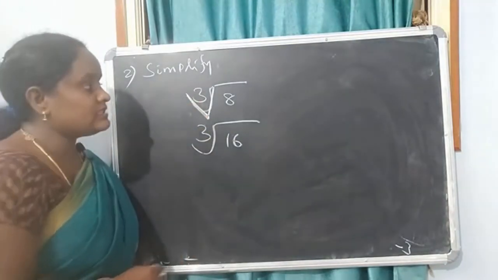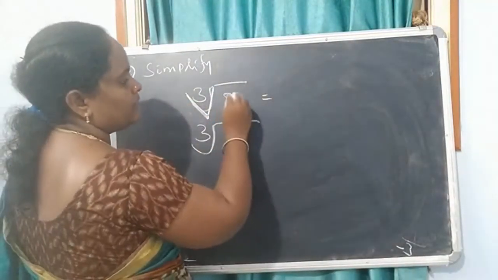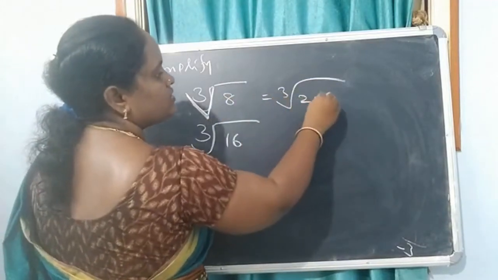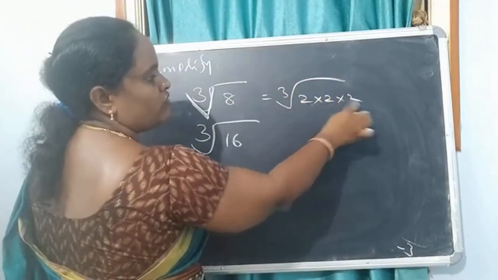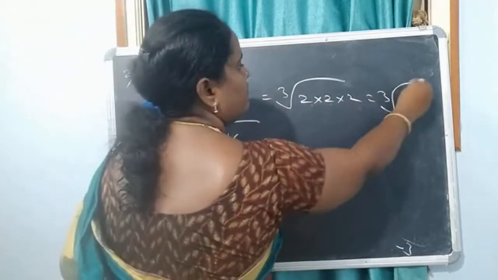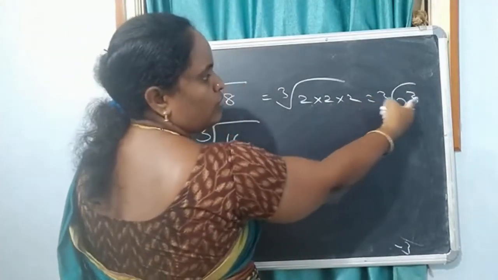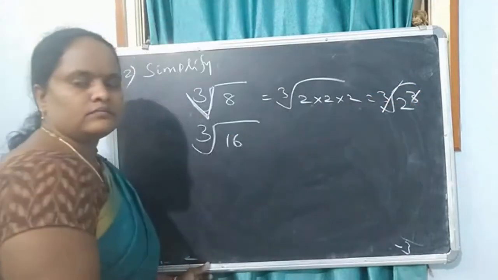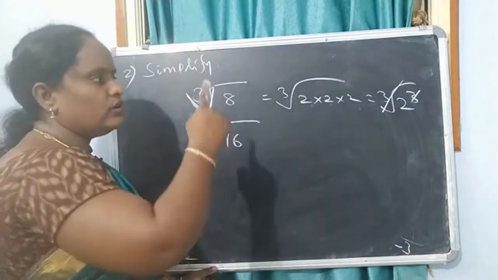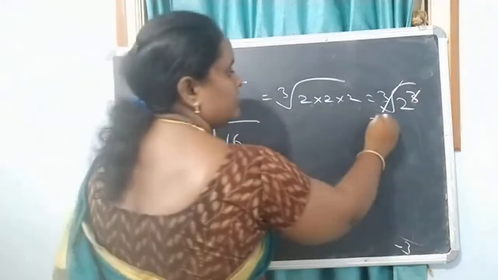Let us observe. Cube root 8. Here 8 can be written as 2 into 2 into 2. 2 2s are 4, 4 2s are 8. Which is cube root of 2 cube. Here cube root and power 3 are both the same, so it gets cancelled. When square root and power 2 get cancelled, cube root and power 3 get cancelled. That is 2. 2 is rational only.